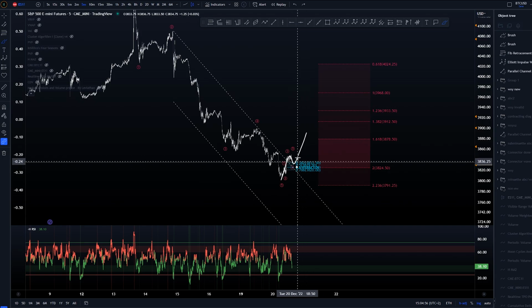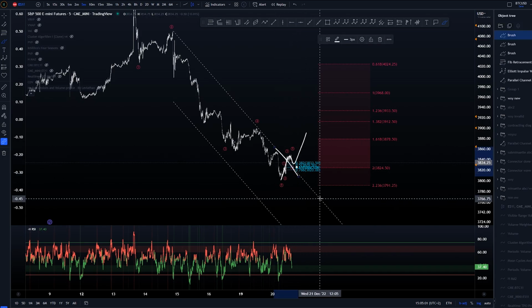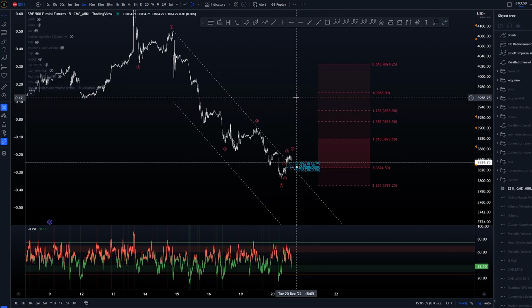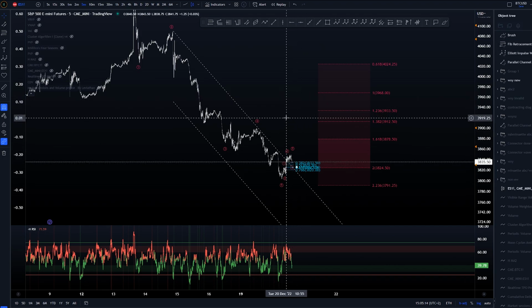So I feel like this has very much more potential of being actually a start of something. Combining the channel break here, it definitely has more potential of being a new impulsive structure to the higher side. But of course, nothing is for sure, but I think that is the main idea that I currently have. So I think that is going to do it for this video.